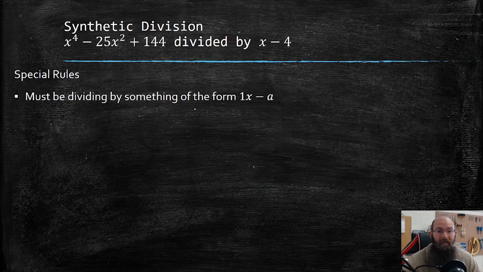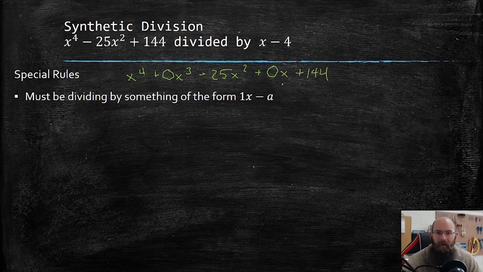So here we're going to use synthetic division, and this is set up a little bit differently. I first need to fill all of this in with any extra gaps. So it goes x to the 4th, then there's 0x cubed, then there's a negative 25x squared plus 0x plus 144.